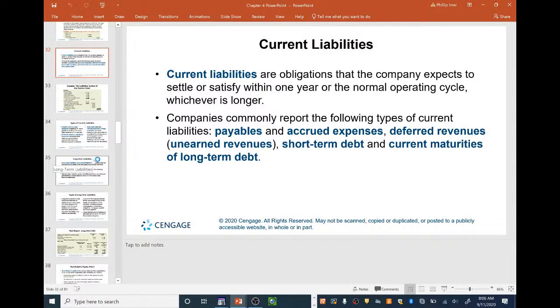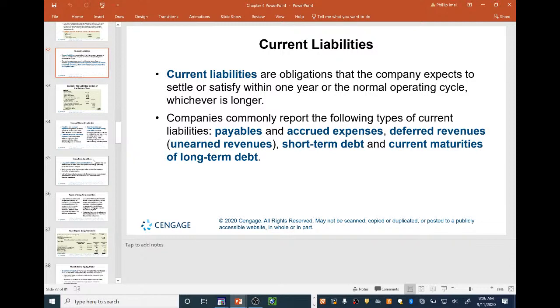They say here these are the most common types of current liabilities that you'll see from companies: payables, accrued expenses, deferred revenues, which are unearned revenues, short-term debt, and current maturities of long-term debt. Payables are accounts payable coming from trade, from our suppliers who lend credit to us. Accrued expenses are things like electric bills, water bills, wages payable, interest payable. Deferred revenues are where people pay us up front, but we haven't earned the money because we haven't performed the service or provided our good yet.